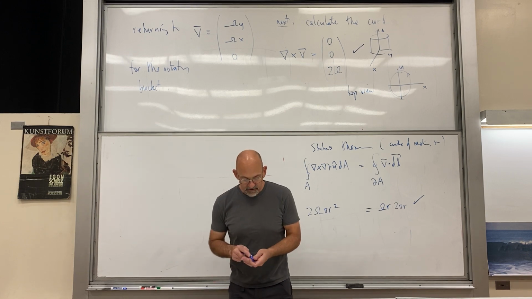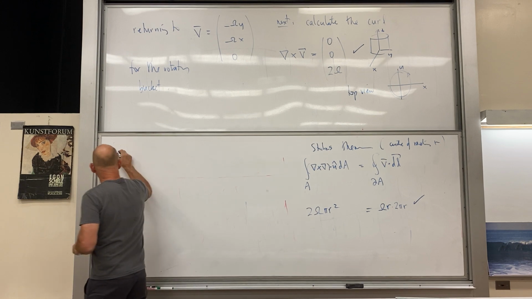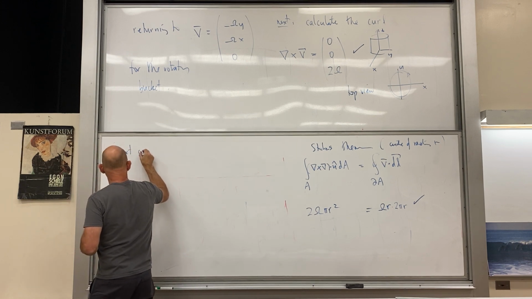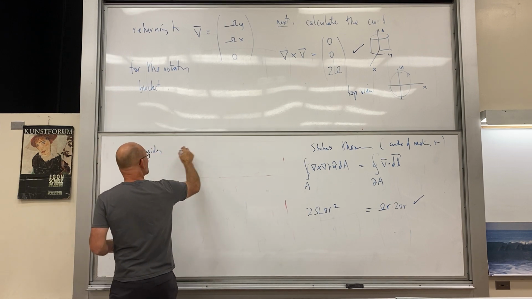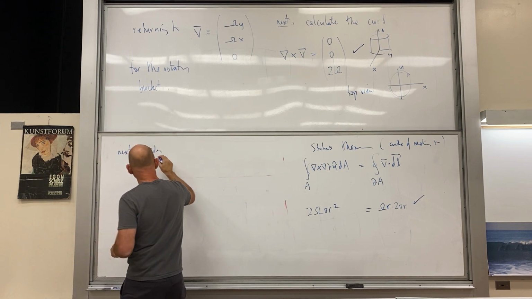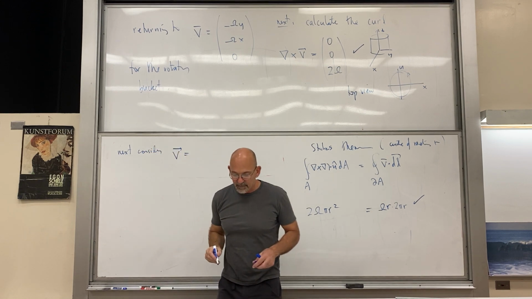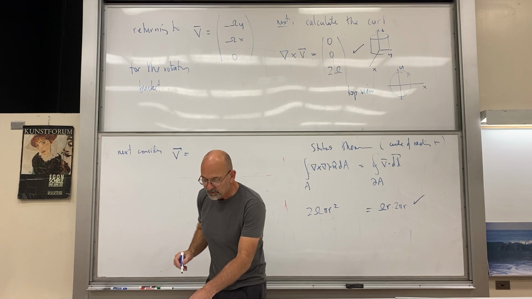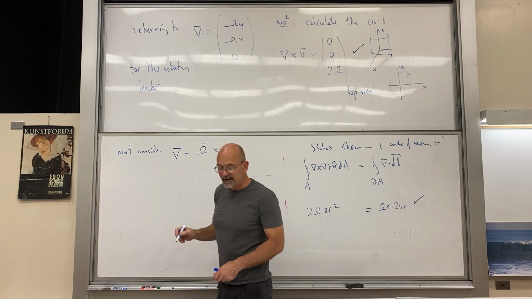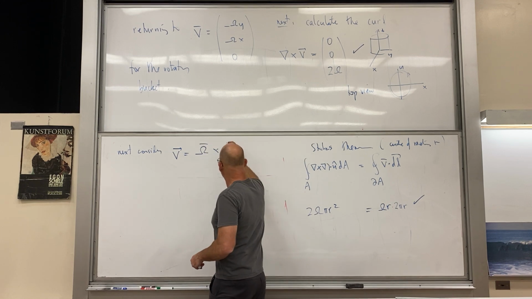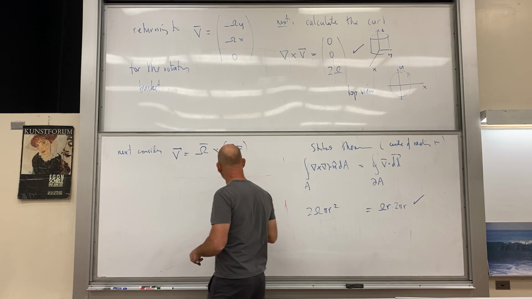Okay, so here's what we're going to consider next. We're going to take this same rotating bucket idea, except we're going to multiply it by a power of r. So we're going to take the same vector omega, but cross it into r to the n times vector r.